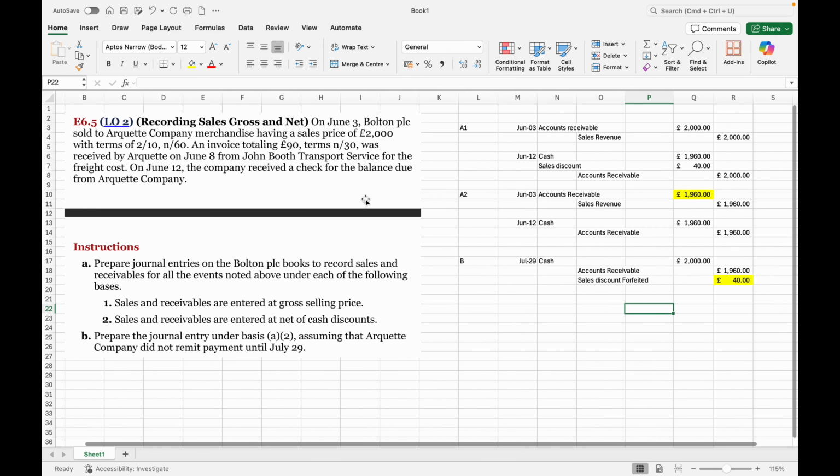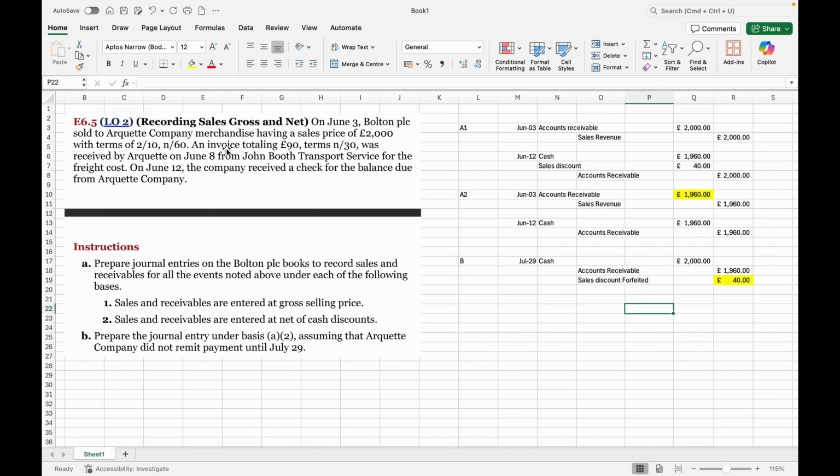And one interesting thing from this exercise is that we also have an invoice which totals 90 pounds that was received by Arcade on June 8th from John Booth Transport Service for the freight cost. And one might think that we have to record this transaction as well, but actually we don't have to do that, because it only relates to Arcade company and John Booth Transport Service. But we have to record the transactions for Bolton PLC, so actually it has nothing to do with our company, which is Bolton PLC.